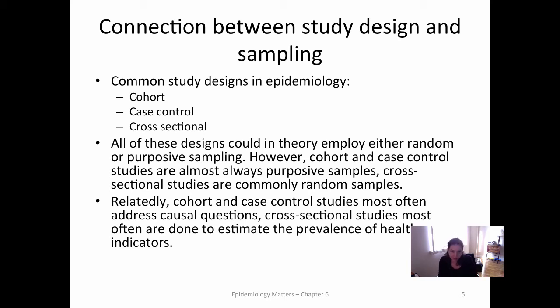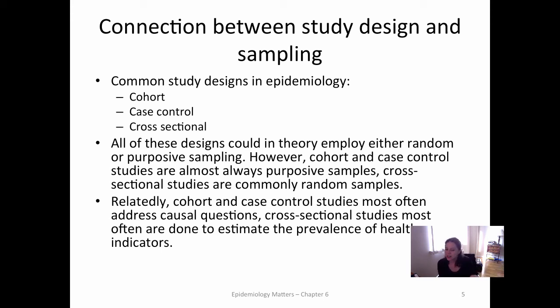However, cohort and case control studies are almost always purposive. We just don't have the resources to do a random sample and follow them forward in time. And cross-sectional studies are almost always random samples because we almost always conduct cross-sectional studies in order to estimate population parameters of interest. So relatedly, cohort and case control studies, we most often do them because we're trying to address causal questions. What are the causes of cancer? What are the causes of these different outcomes?